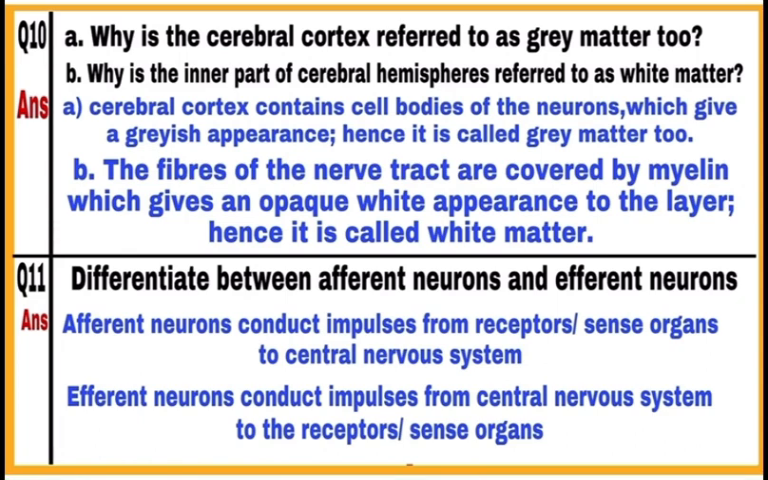Question number 11. Differentiate between afferent neurons and efferent neurons. Afferent neurons रिसेप्टर्स और सेंस ऑर्गन से सेंट्रल नर्वस सिस्टम तक इम्पल्स को कंडक्ट करती हैं, while efferent neurons conduct impulses from central nervous system to the receptors or sense organs.